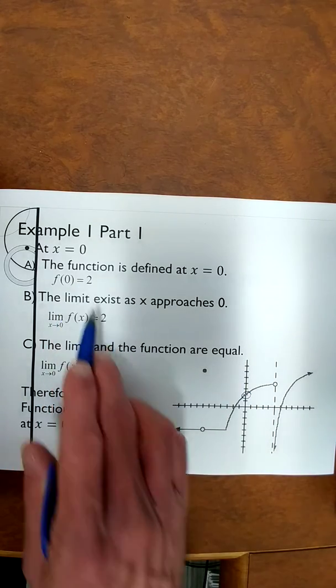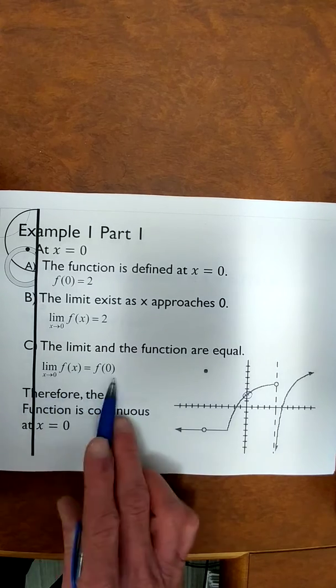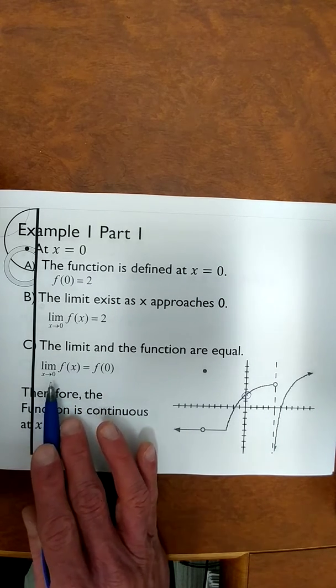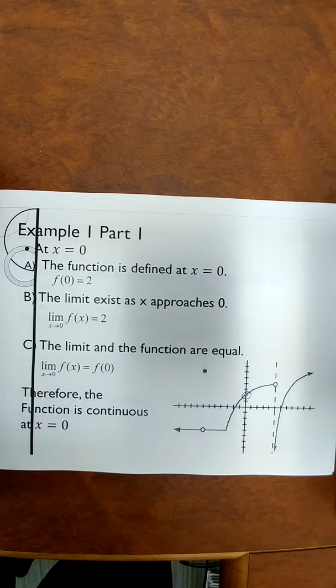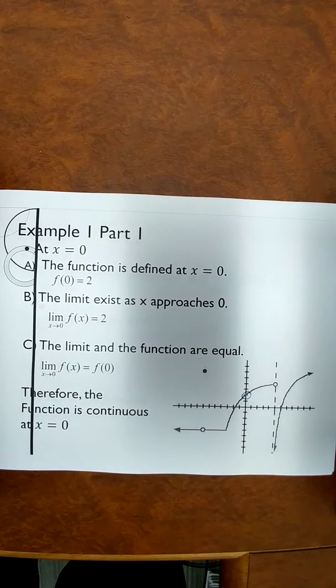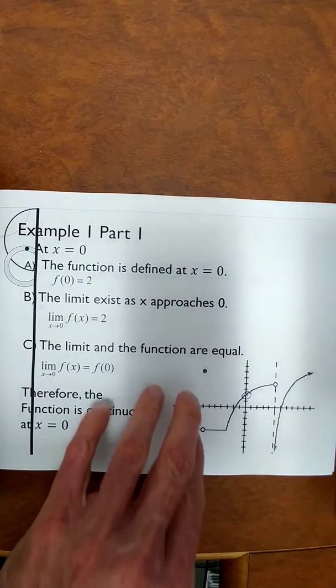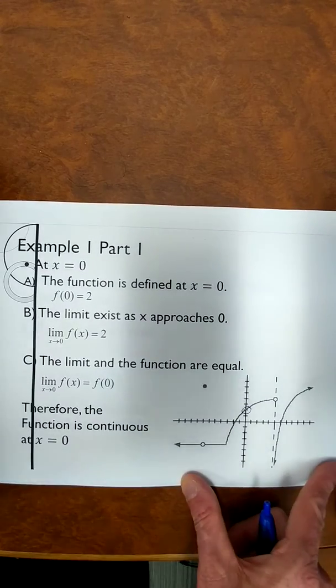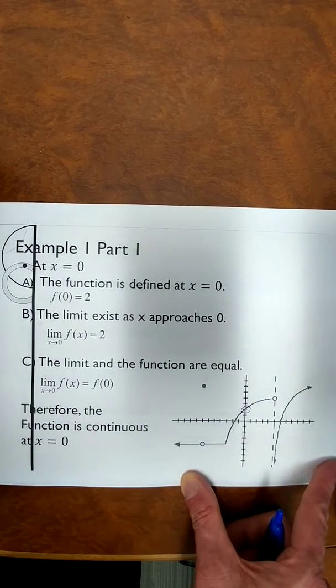Also, notice that these two values are equal. The limit as x approaches 0 of f of x equals f of 0. So, as a conclusion, the function is continuous at 0.